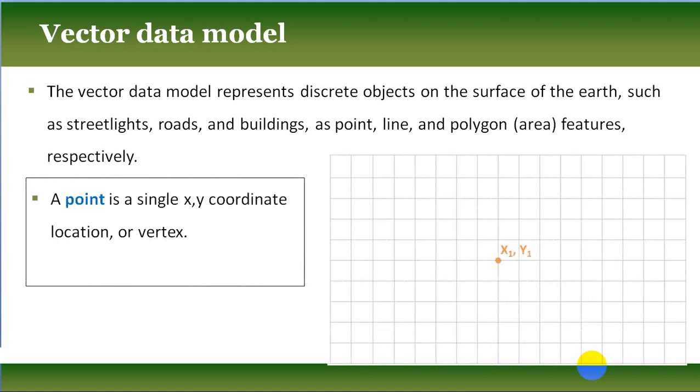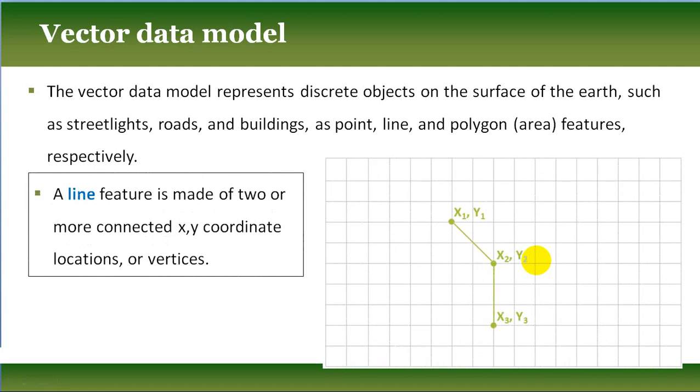A point is a single xy coordinate location or a vertex. Point, its location from the origin point, its x displacement is represented as an x coordinate. From the origin point, its vertical displacement is represented as a y coordinate.